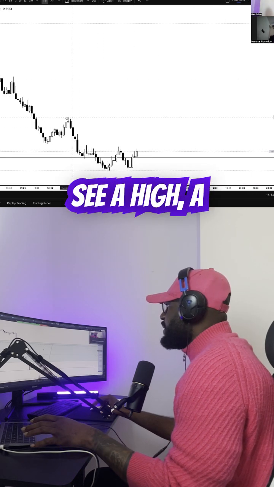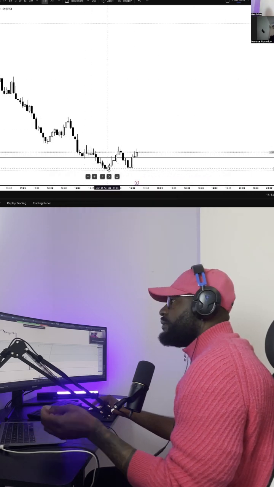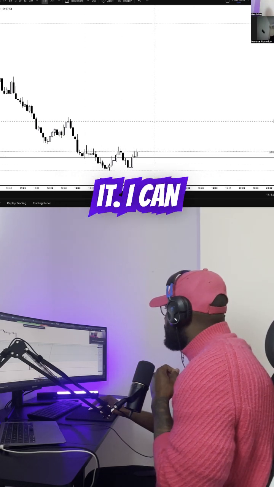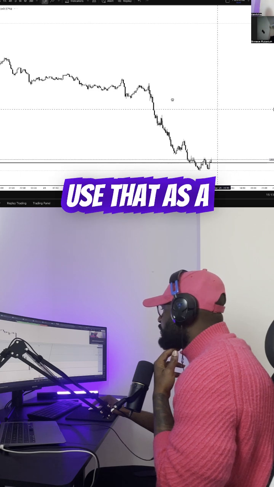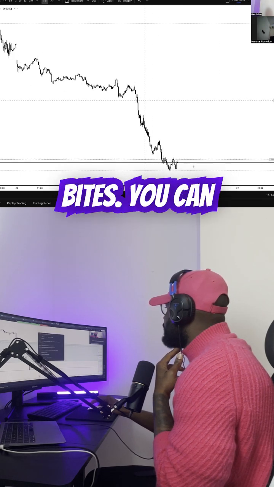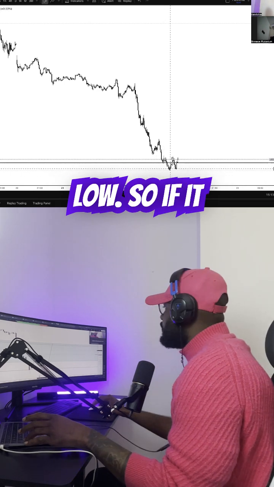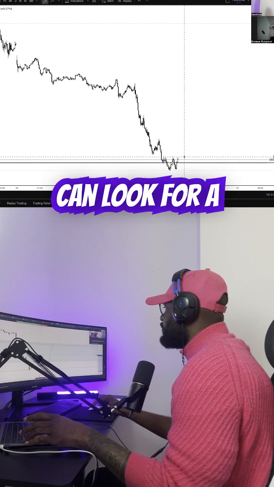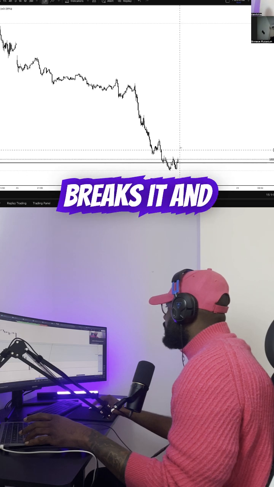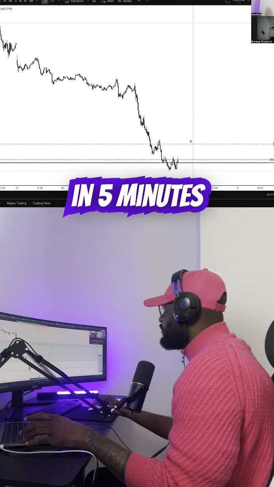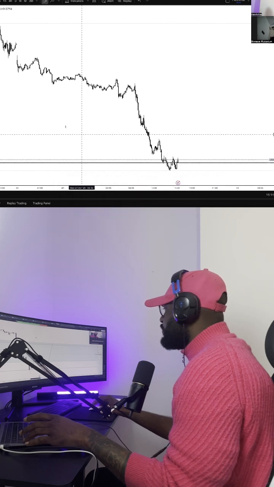And this is the overall high. You can see a high, a low, a high, a low. So if it breaks this high, we test it. I can literally just use that as a break of structure and look for buys. So if it breaks it, I can look for a retest. Even if it breaks it and then runs the low again, I don't care. I'll still look for another break of structure in 5 minutes and buy it.